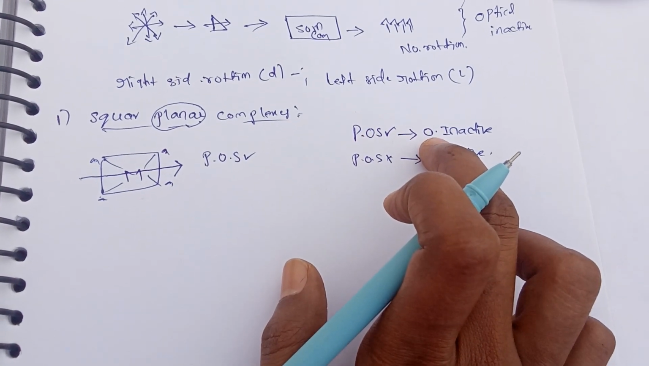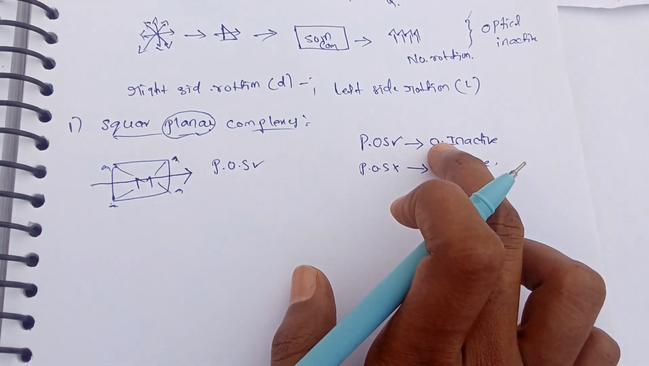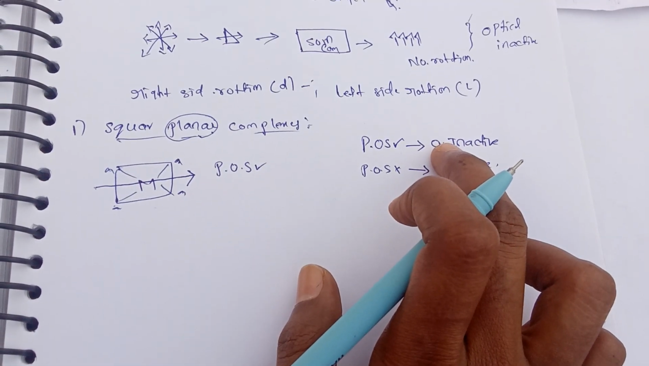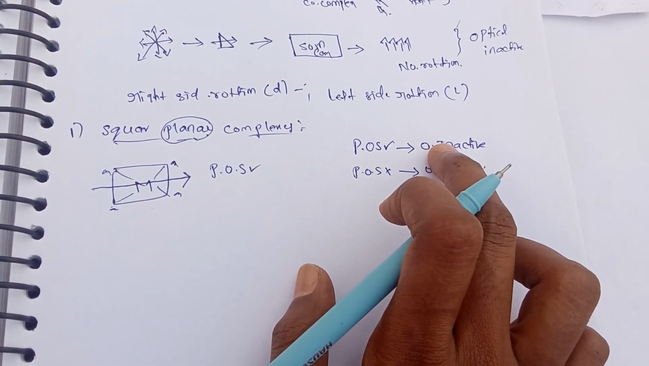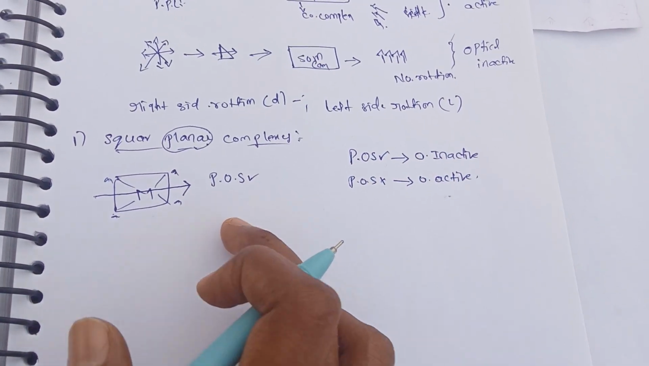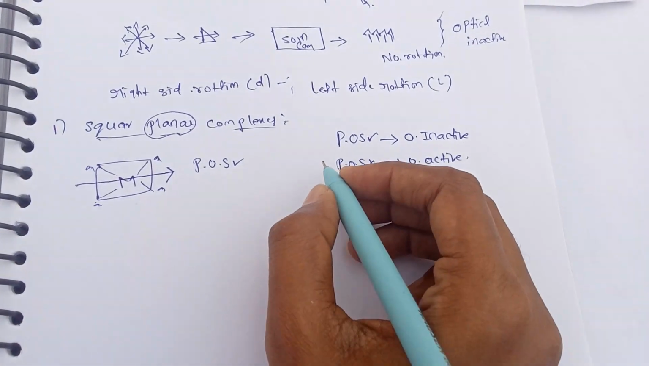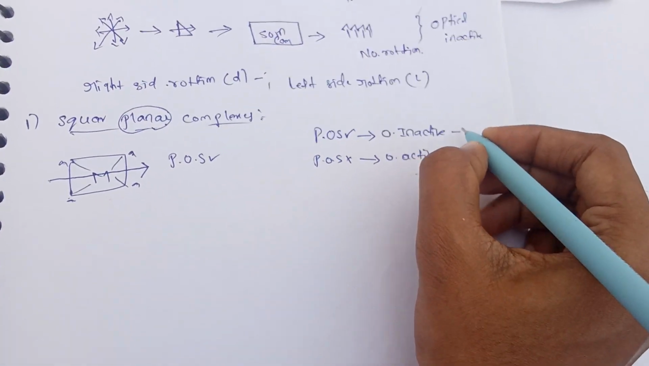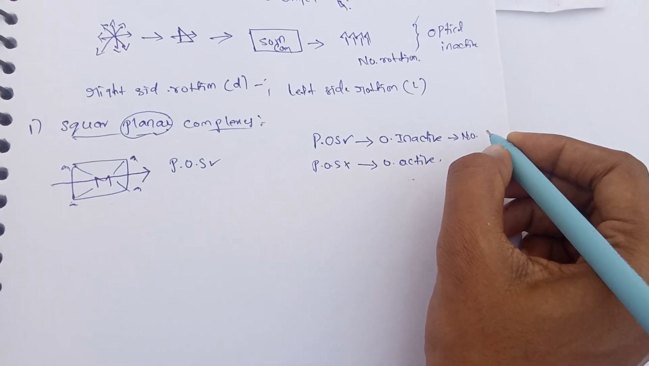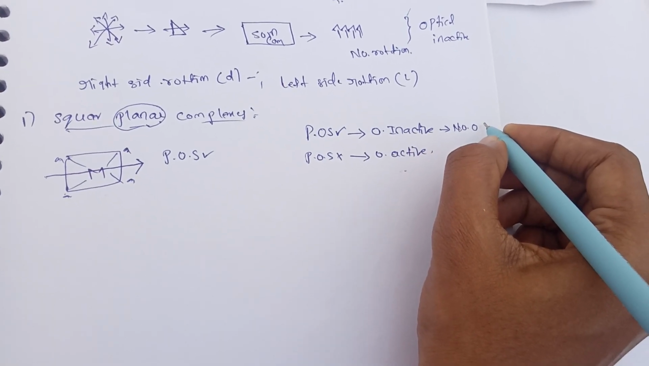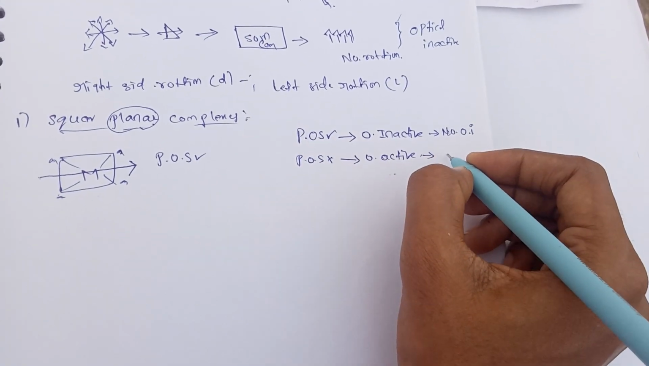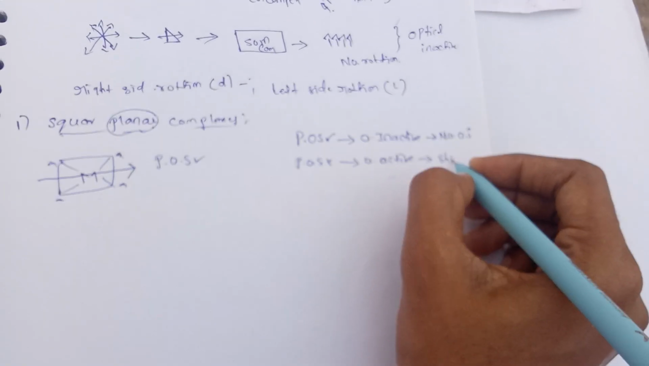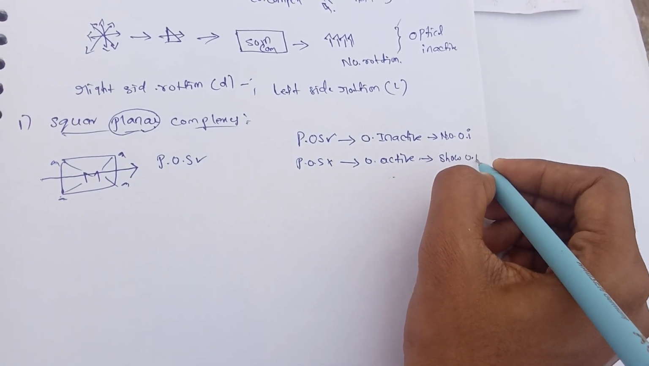So optically inactive means there is no optical isomerism. If any molecule is optically inactive, that means no optical isomerism. When it is optically active, that shows optical isomerism.